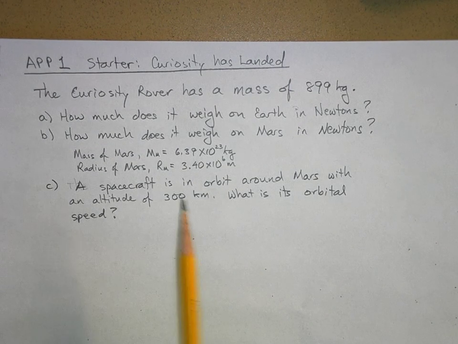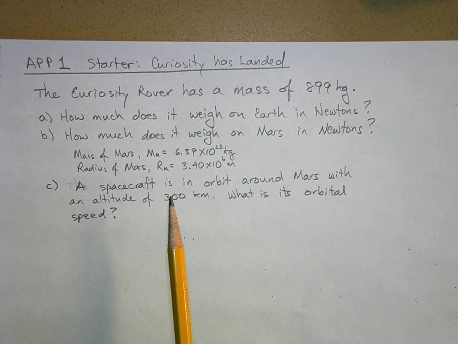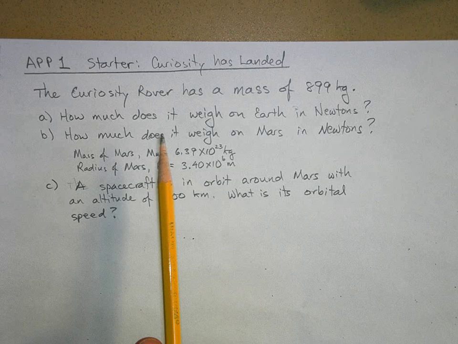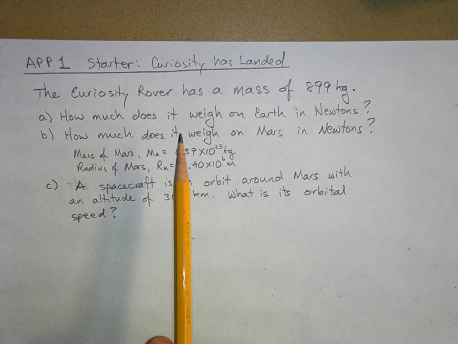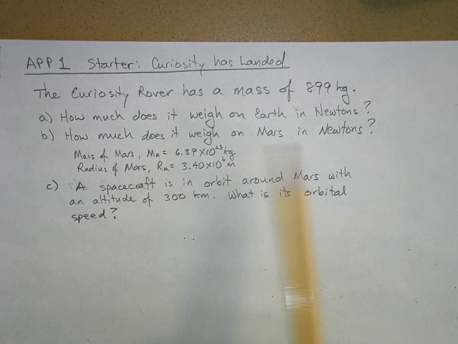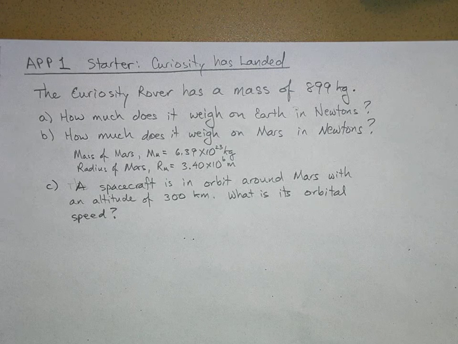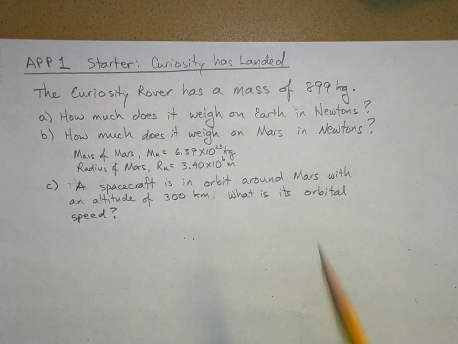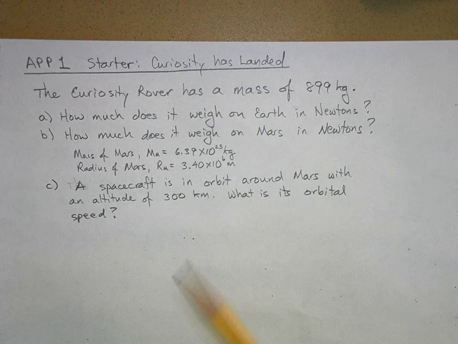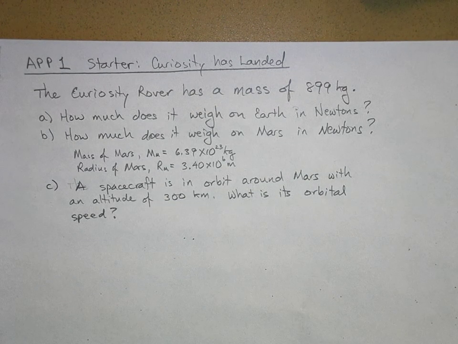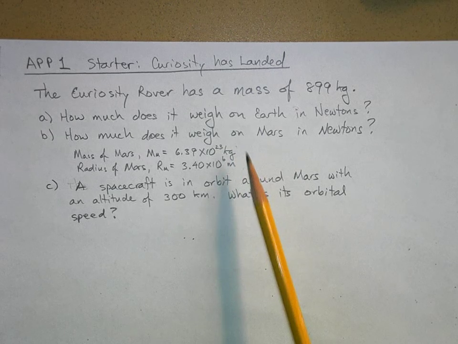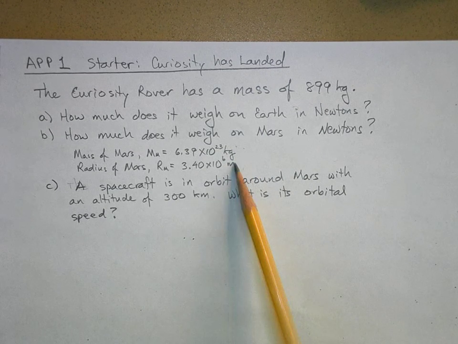Today's starter is all about the Curiosity rover that's landed on Mars. Now the Curiosity rover, which landed in 2012, landed with a mass of 899 kilograms. Now how much would that weigh on Earth in newtons? But how much does it weigh on Mars in newtons? And I have to give you some information about the mass of Mars and the radius of Mars.